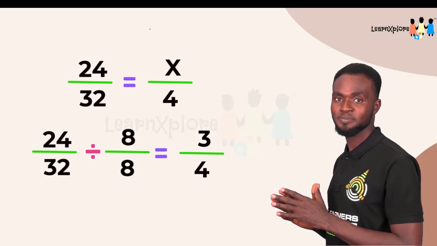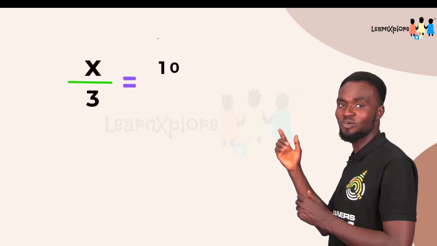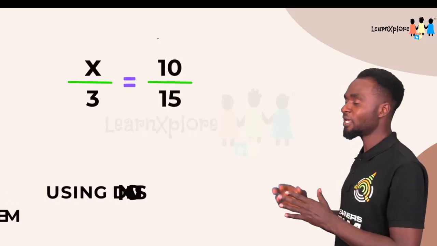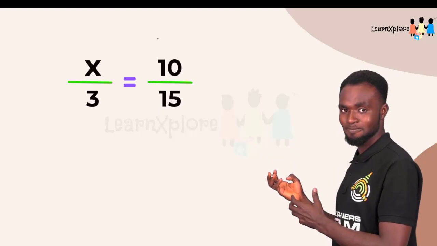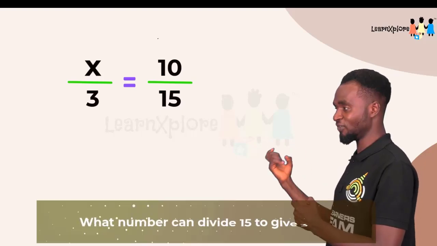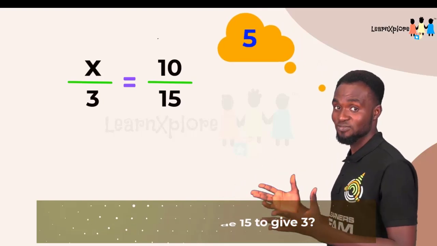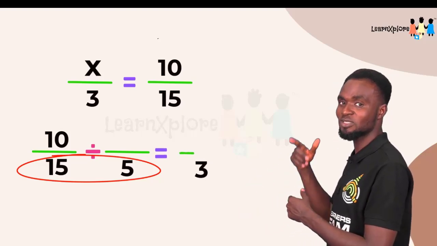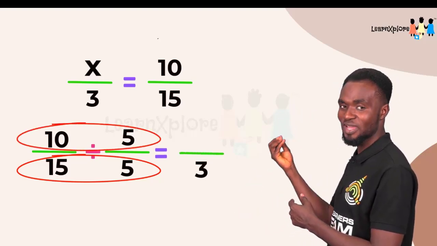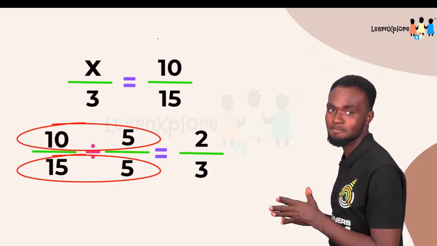One more example. We have x over 3 is equal to 10 over 15. What number was 15 divided by to give us 3? That's 5. 15 divided by 5 will give us 3. So you divide the numerator by the same number. 10 divided by 5 will give us 2. So the new fraction is 2 over 3.